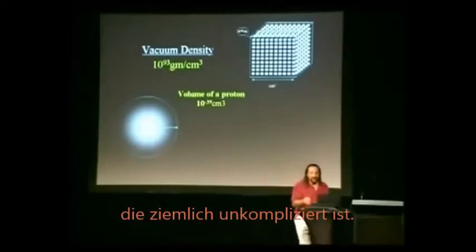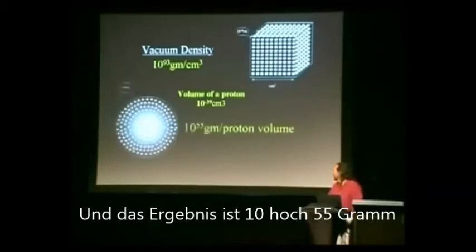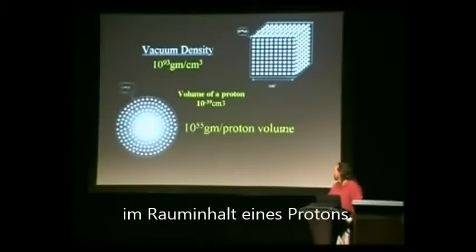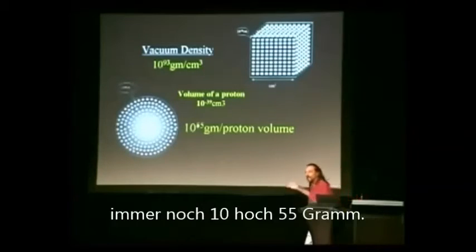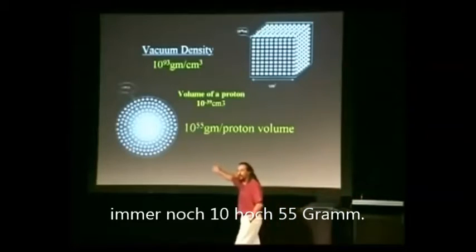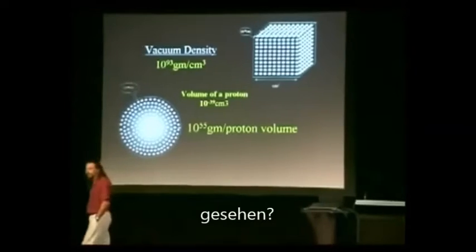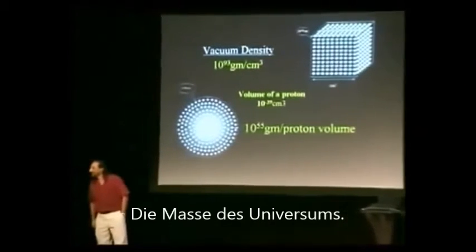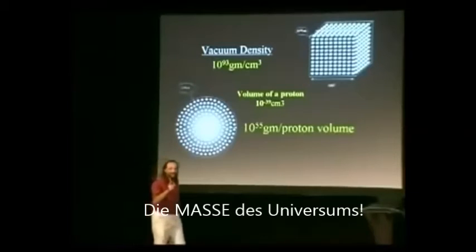And I made the calculation, which is pretty straightforward. And the result is 10 to the 55th grams within a proton volume. There's still 10 to the 55th grams inside the volume of a proton. Where did we see that number? The mass of the universe.